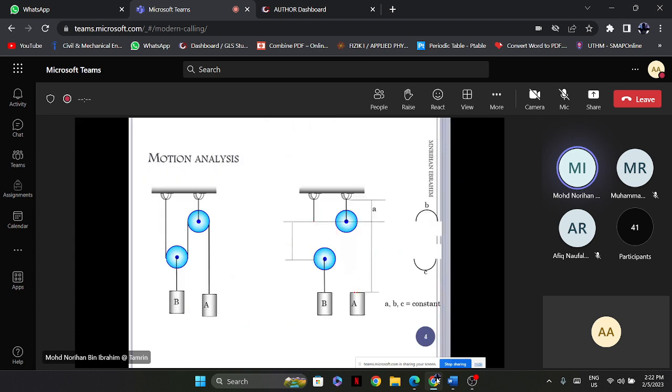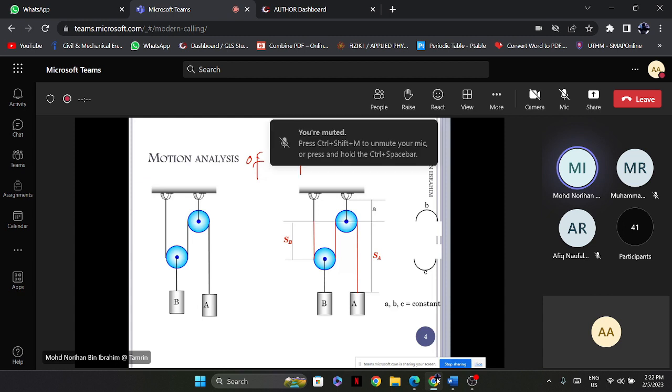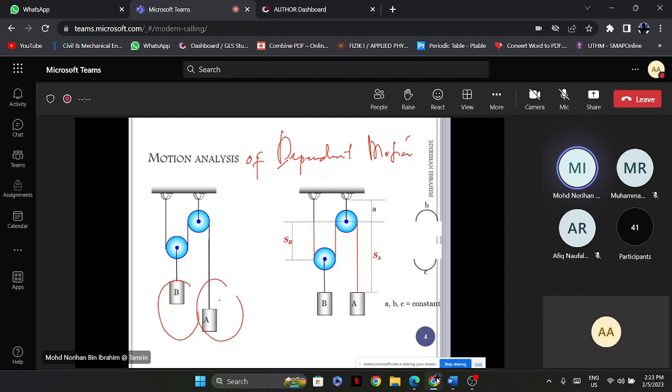And the second one is the relative motion analysis of dependent motions. Why do we call it dependent motion? Their movements depend on each other. We have block A and also block B. Look at this animation. When block A moves downwards, block B will move upward. And when block B moves downwards, block A will move upward, the other way around.